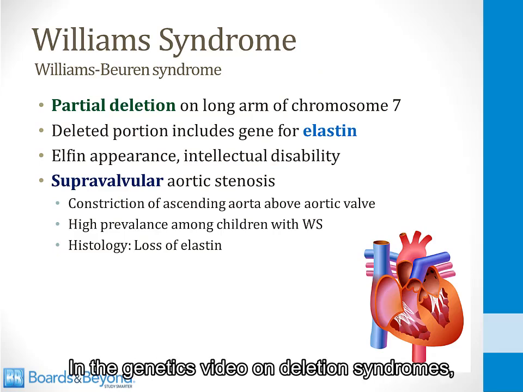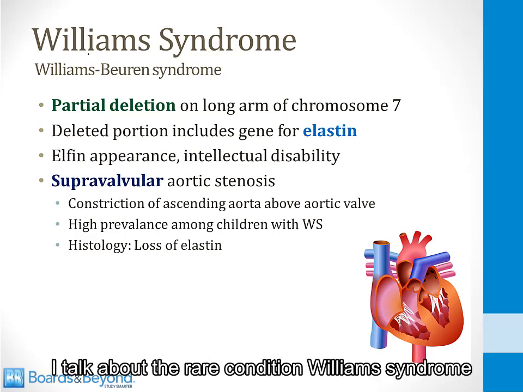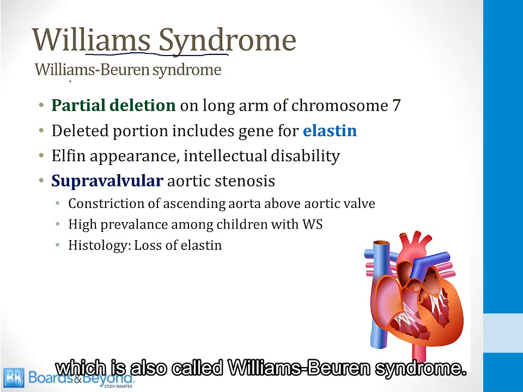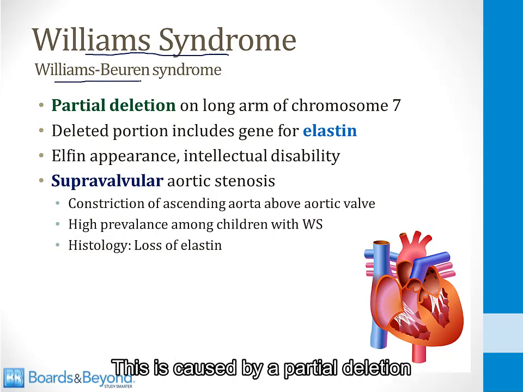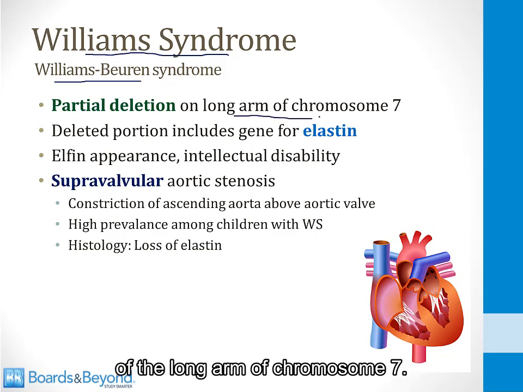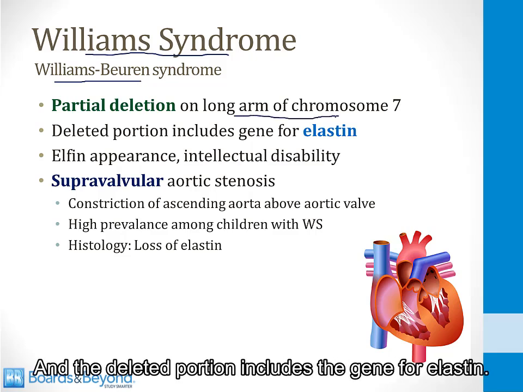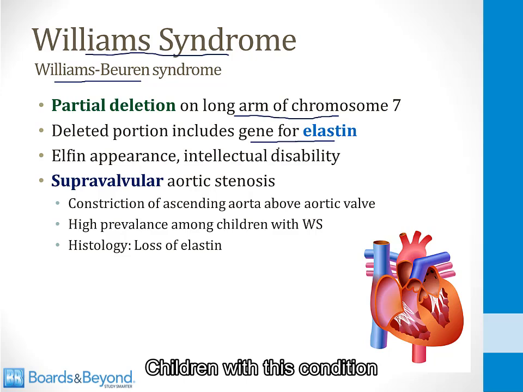In the genetics video on deletion syndromes, I talk about the rare condition Williams syndrome, which is also called Williams-Beuren syndrome. This is caused by a partial deletion of the long arm of chromosome 7, and the deleted portion includes the gene for elastin. Children with this condition classically have an elfin appearance and intellectual disability.